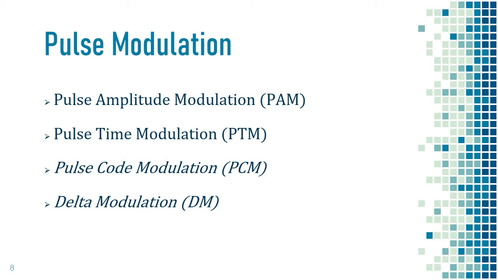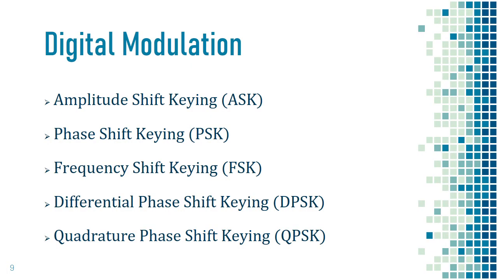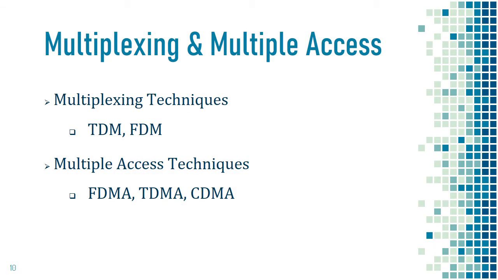Then comes another large portion of this course, which is pulse modulation. There are several types of pulse modulations, but we will try to focus mainly on pulse code modulation, PCM, and delta modulation, DM. Finally, the last major portion of this course, digital modulation, which includes amplitude shift keying, phase shift keying, frequency shift keying, and other shift keying methods, which we are going to discuss in substantial detail. Then, if we have enough time at the end, we will talk a little bit about different multiplexing techniques and multiple access techniques too.